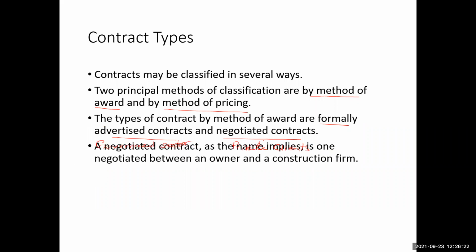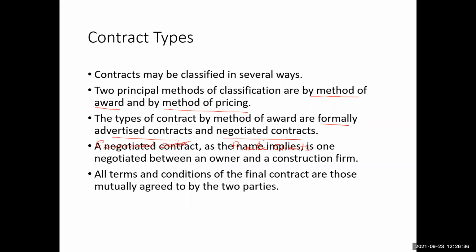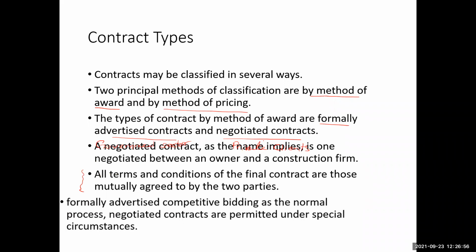A negotiated contract, as the name implies, is one negotiated between an owner and a construction firm. So it is very clear that it is a negotiated contract between the owner and the construction firm. All terms and conditions of the final contract are those mutually agreed to by the two parties. This is a general condition for a contract: it can only take place when the two parties mutually agree to the terms.